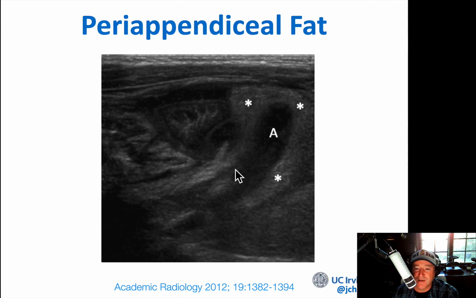Here, this appendix here, it doesn't seem to have its walls. And so this might be that example I was trying to explain earlier about how it loses its walls. It's just kind of a fat-looking thumb sitting here with its periappendiceal fat.